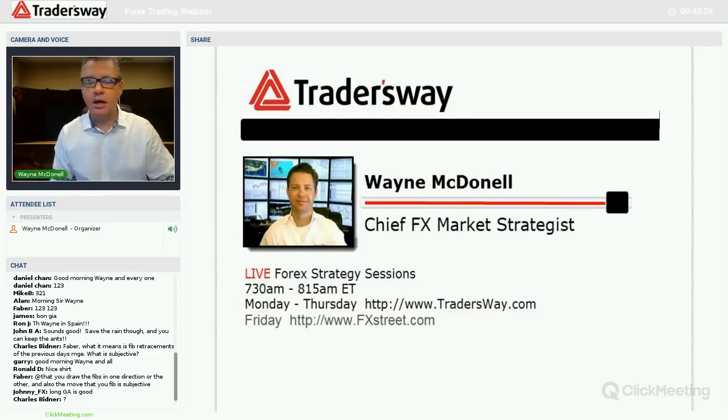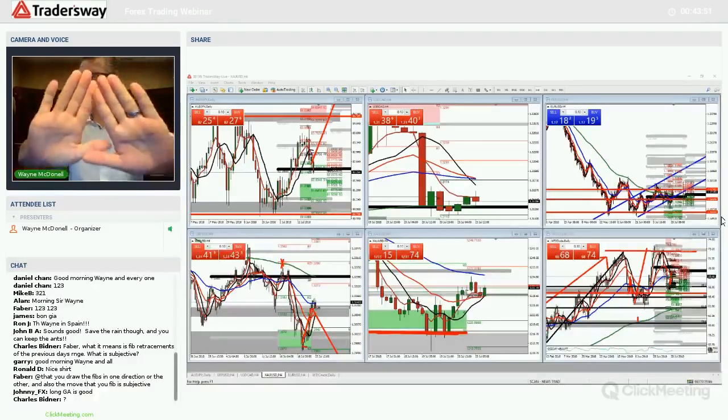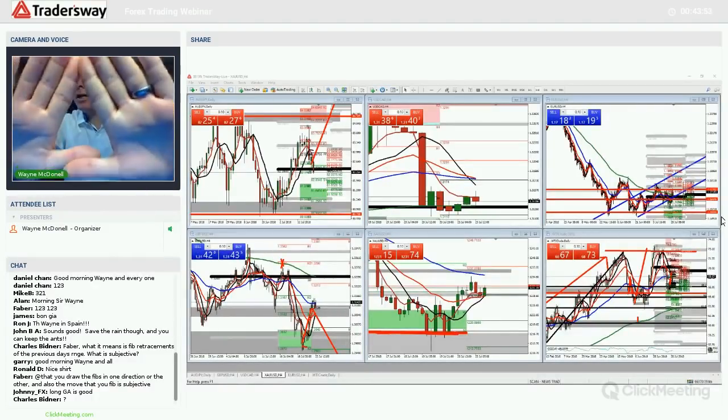Faber, I also draw my Fibonacci studies upside down. That's a sign of me being self-taught. But my way is better, of course. So anyways, please visit TradersWay, become part of the TradersWay family as soon as possible so you can throw your diamonds in the sky.